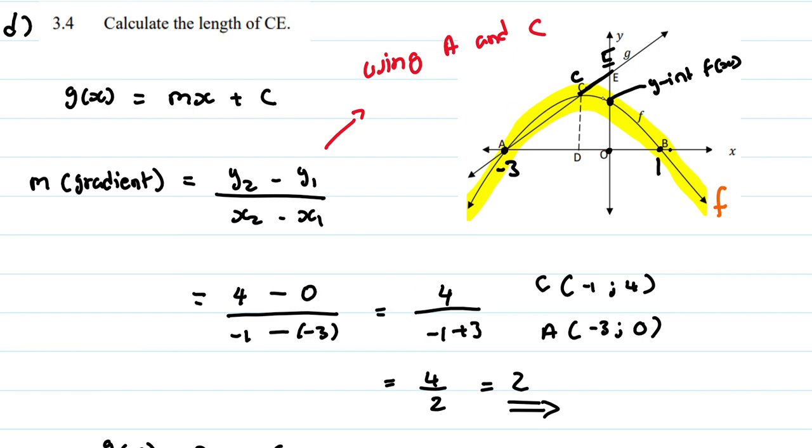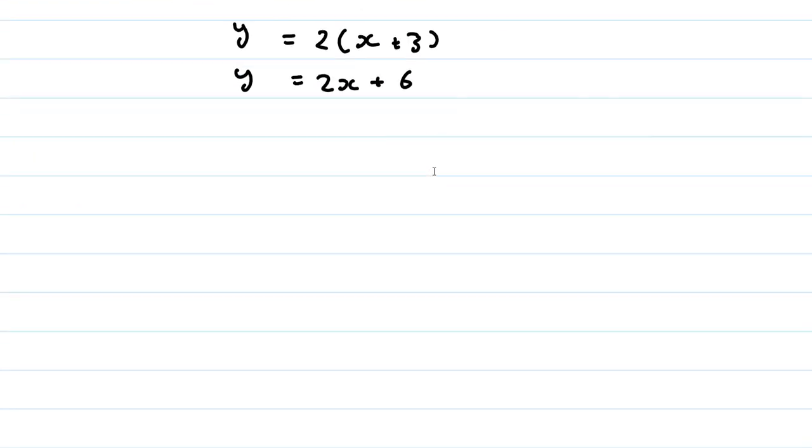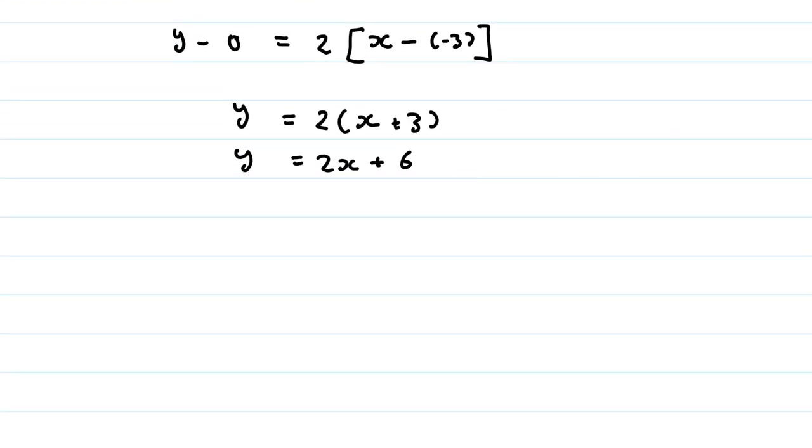Because we have to find the length of CE. Now, how are we going to find the length of CE? When we look at the graph, this line is a straight line, and we also have this coordinate as the y-intercept of the graph. So we have that value over there as 6. Let me just draw it right here.